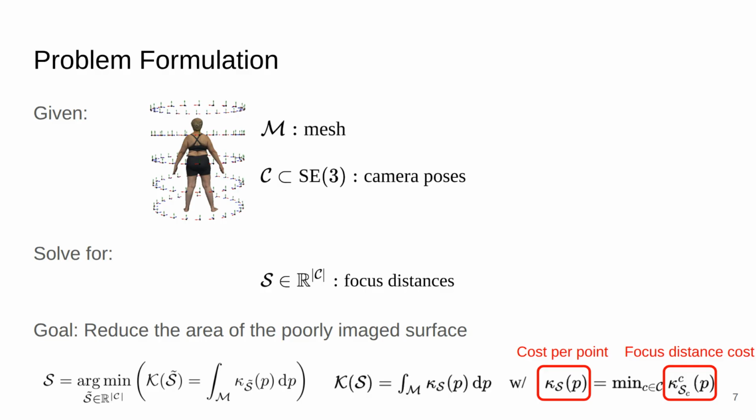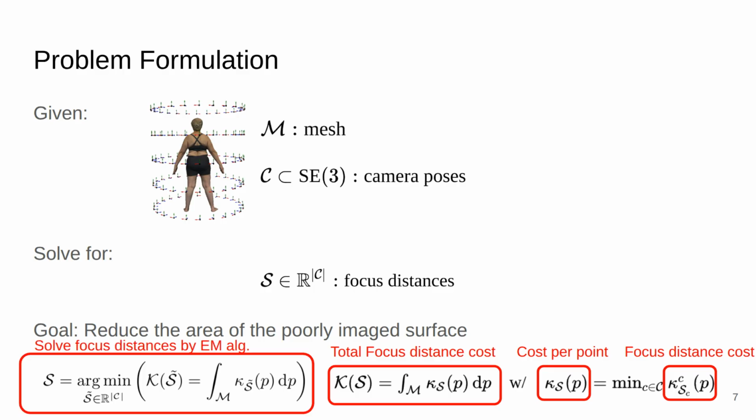Now, we have the cost per point. We can define the total focus distance cost as the summation of the cost per point over the entire surface of the subject. Finally, the optimization problem is equivalent to solving the focus distances that minimize the total focus distance cost.